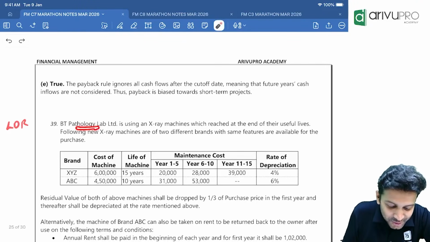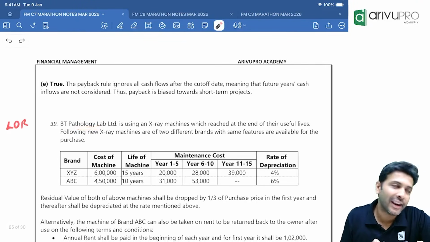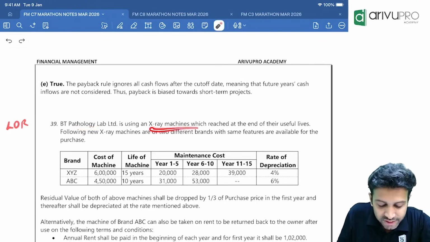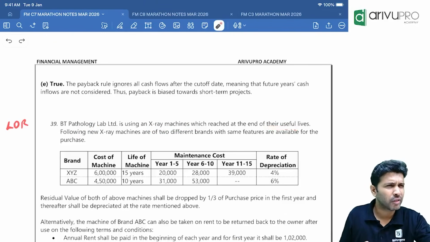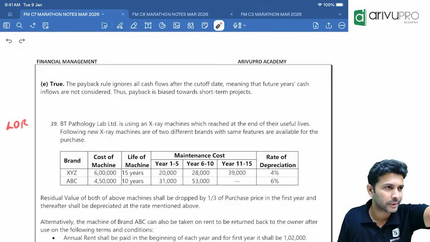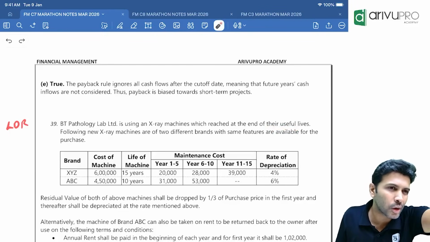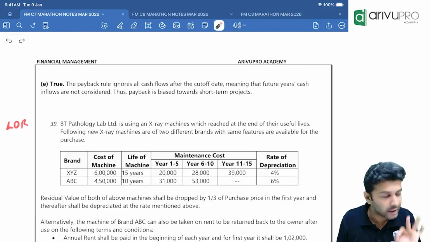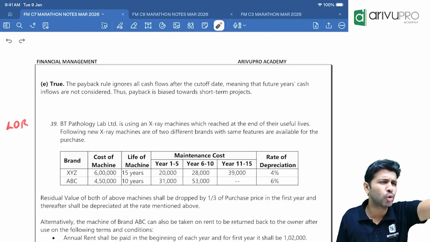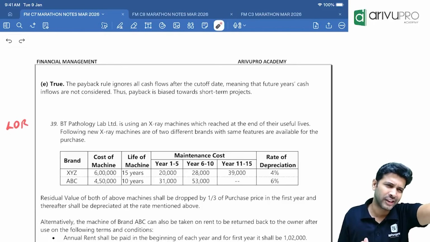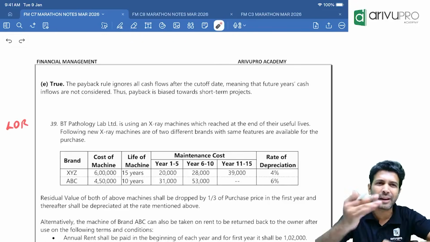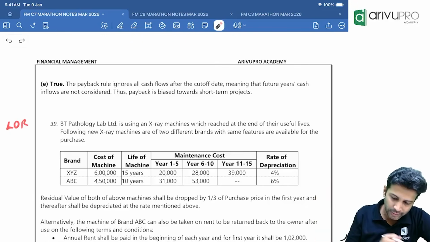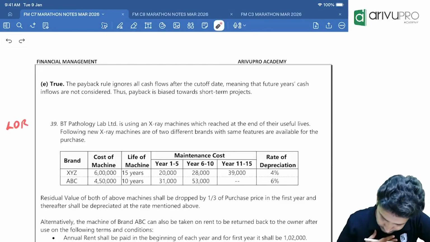So fine. BT pathology lab is using an X-ray machinery which has reached the end of its life. We don't have to solve the whole question over here. One adjustment, or rather I would say 2 adjustments, is good over here. It's definitely a lengthy question, but only 2 things are different, where you need to pay attention. Rest all, the format will automatically take care. Pay careful attention while reading.